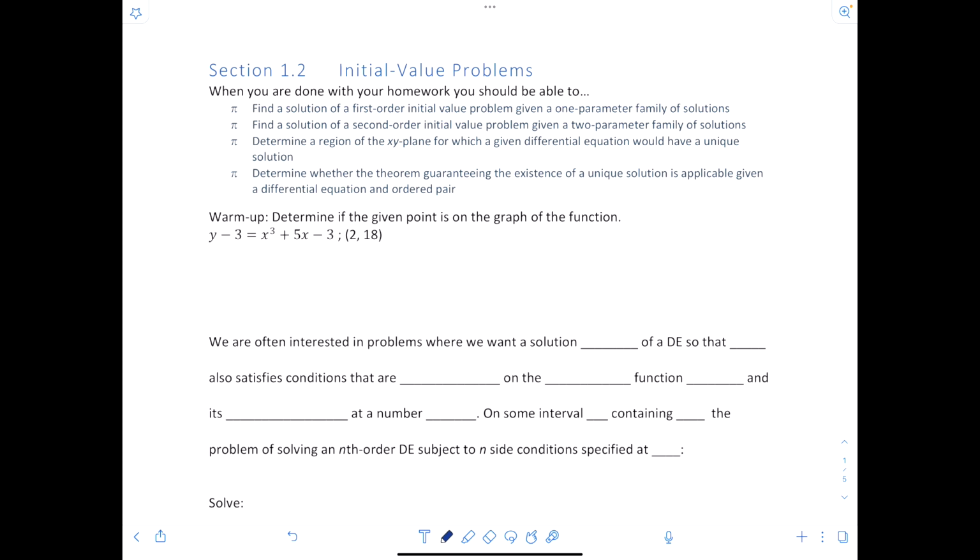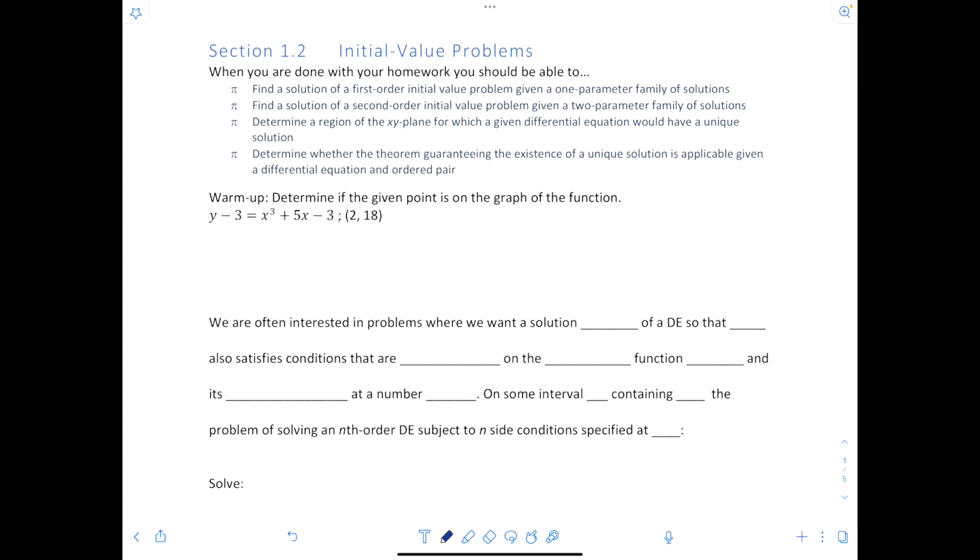Still, we're not actually solving a differential equation, but you get a preview of what's to come. So today we'll be finding a solution of a first and second order initial value problem given a one or two parameter family of solutions. Determine a region of the xy plane for which a given differential equation would have a unique solution. And then lastly, use a theorem which guarantees the existence of a unique solution to see if it's applicable given some differential equation in an ordered pair.